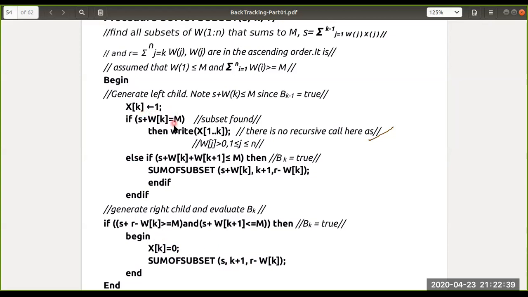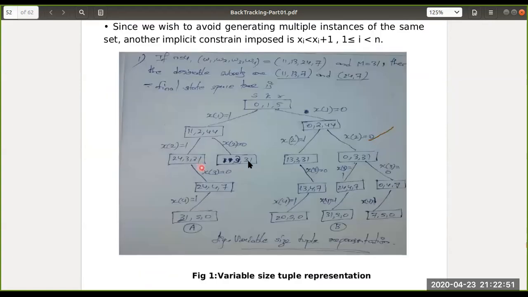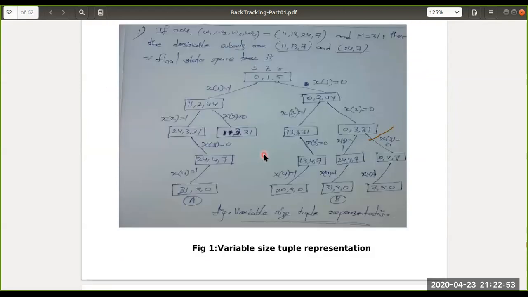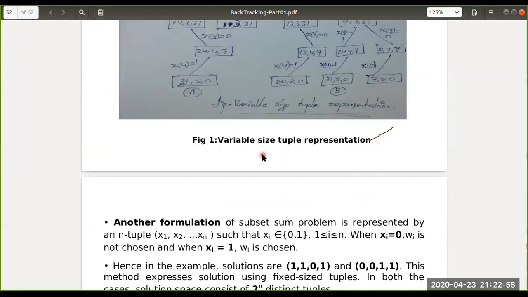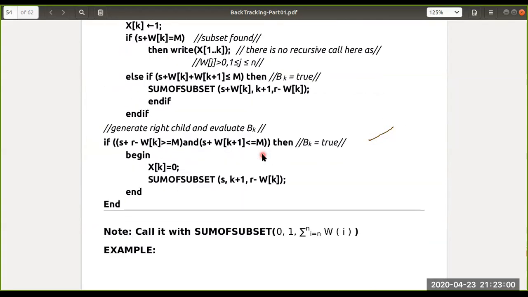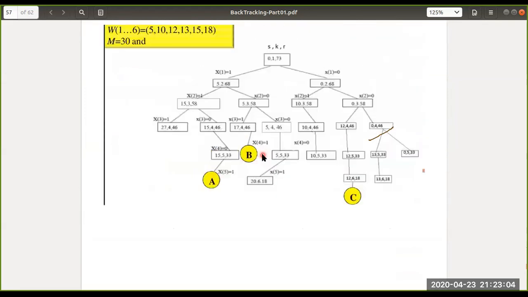Here it is s equal to 1 and checking the condition. If it fails, then again it checks this condition and generates the left side. So based on this algorithm only, this one is constructed as a variable size tuple representation, that is the state space tree. That is also based on the algorithm.